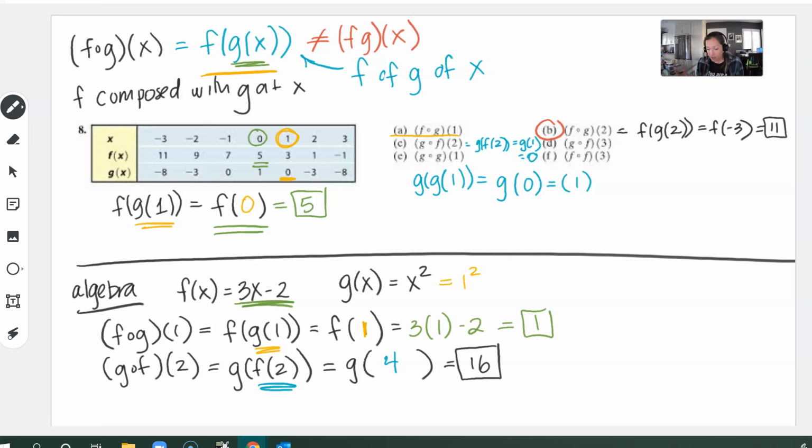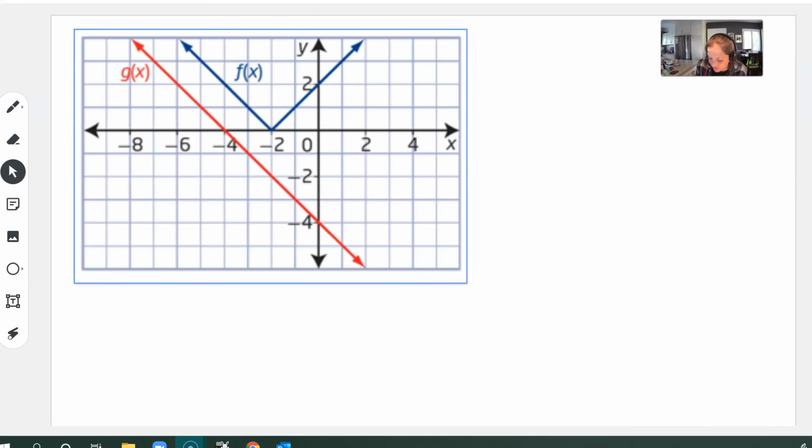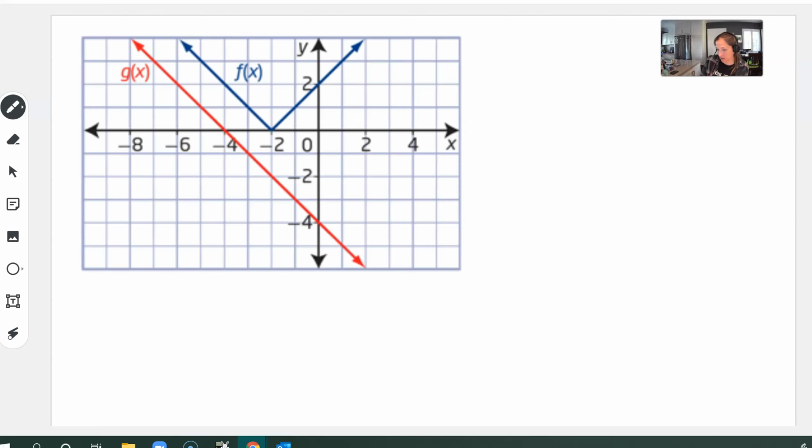Now with the graph, it's again adding a layer of complexity. So let's go ahead and just do one more with the graph. And here's where I have to be careful, because if I choose something that's not on the actual graph, I'll get myself in trouble. So let's do g composed of f at -2. And then let's also look for, as our second example, f composed of g at, trying to figure out what's not going to hurt us, let's do -5.